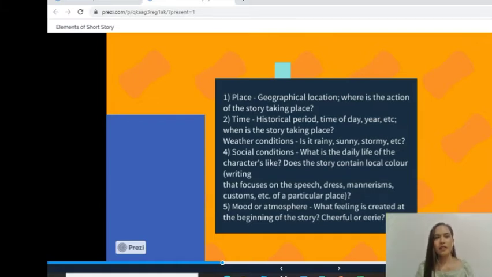The weather condition, as mentioned earlier, is it rainy? Is it sunny? How are they going to adapt with those weathers, or how the events are being constructed when it's stormy, what they're going to do, something like that. Next, the social condition. What is the daily life of the characters like? Is the character poor or rich or in the middle class? What is the condition of the character? The social condition, to be specific.